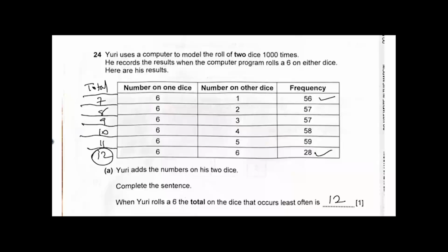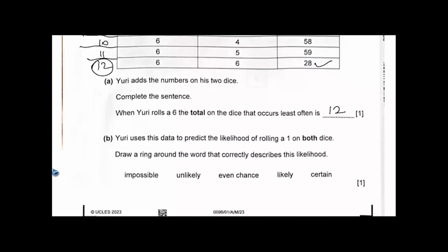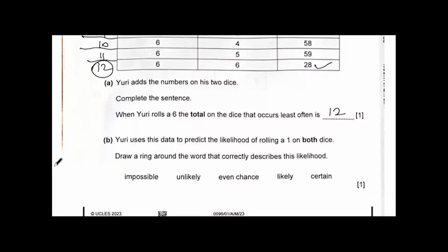So let's scroll down for the B part. Yuri uses the data to predict the likelihood of rolling a 1 on both dice.